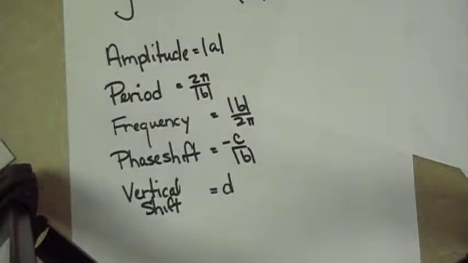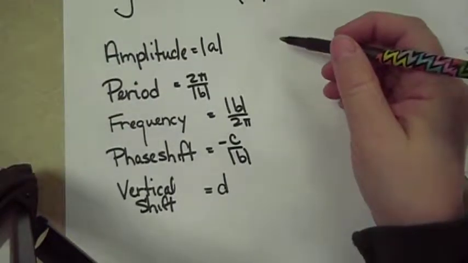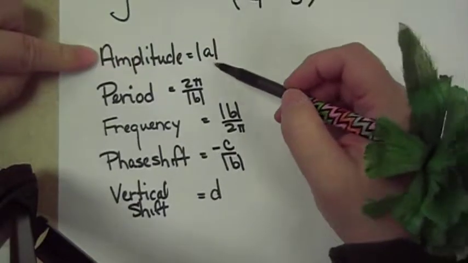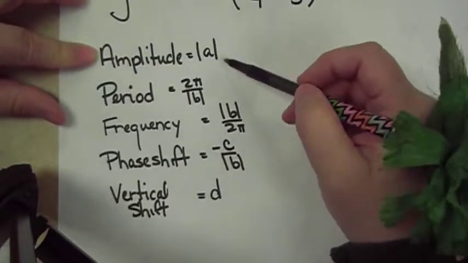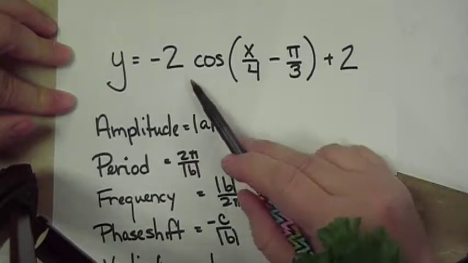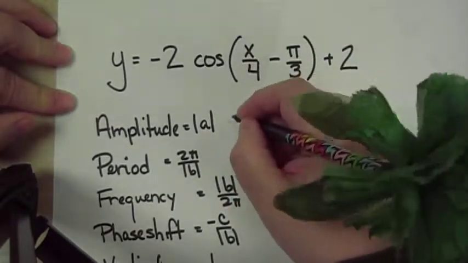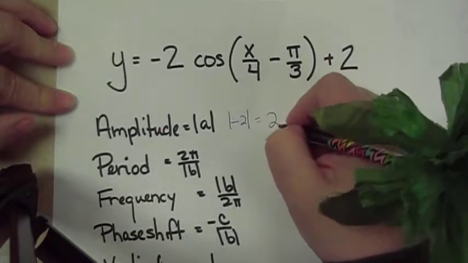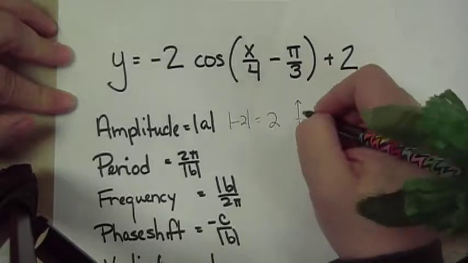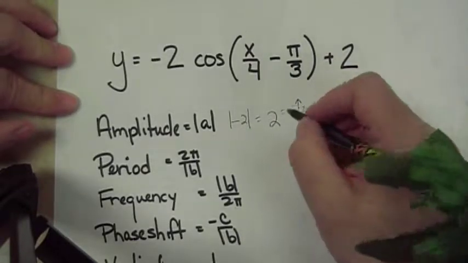We'll close that. Okay, here are the different things we're going to go through to see if we can find out what each of the parts were. So I went through and found the amplitude is the absolute value of a. If this is a, the amplitude is -2, and the absolute value of it is 2. If you noticed, when it went up and down, it went up 2 and down 2. So that's where the middle part is.